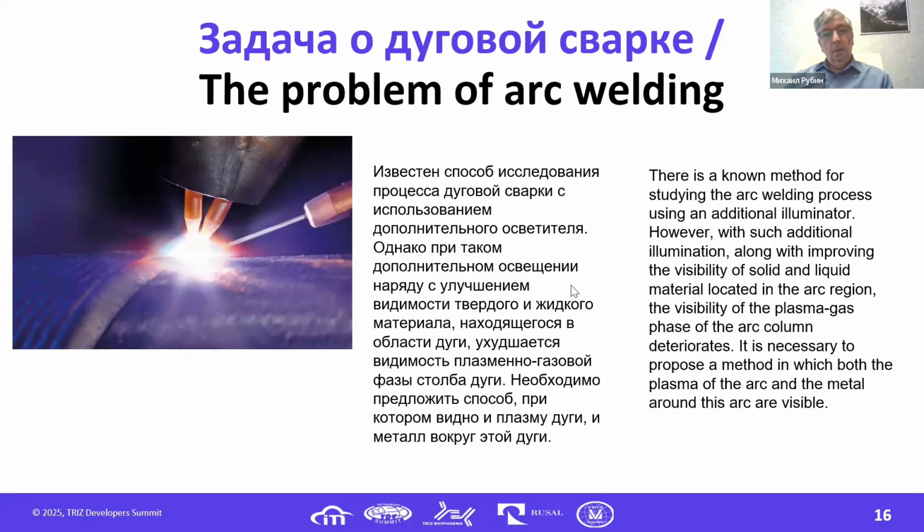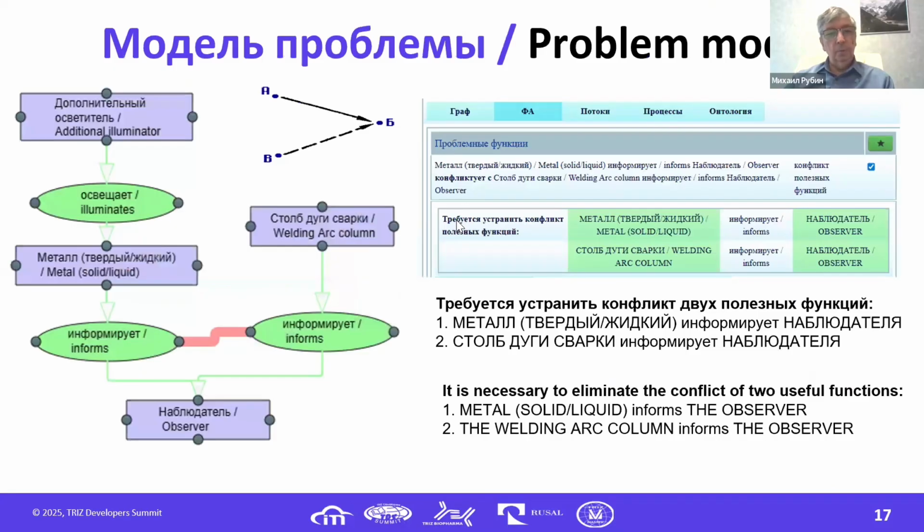which is the arc welding problem. This is a known method for studying the arc. It's not possible to see this working at the same time when there is lighting for both the spare part and the arc. If we have too much lighting, we see the spare part, but we don't see the arc. If we don't use the lighting, we see the arc, but we don't see the spare part. So those are the two beneficial functions that come into conflict.